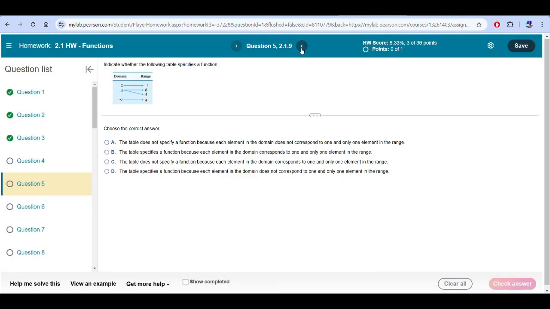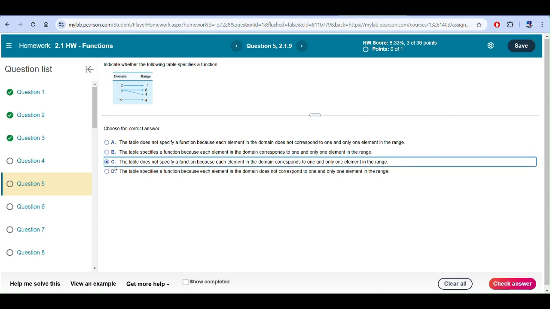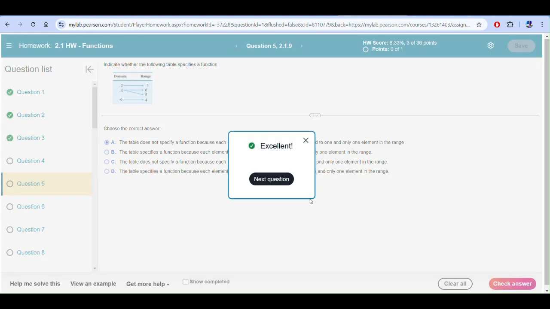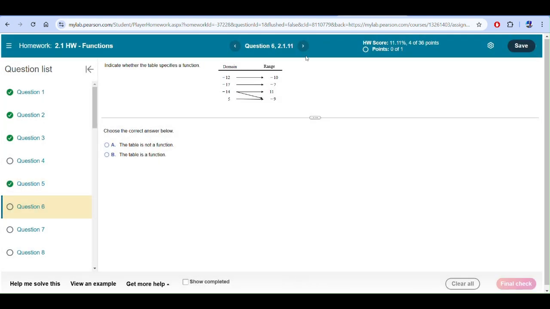Moving on. Indicate if the following is a function. So is this a function? Because one input has 2 outputs, it's not. The table does not specify a function because the element in the domain does not correspond to one and only one element in the range. All right.